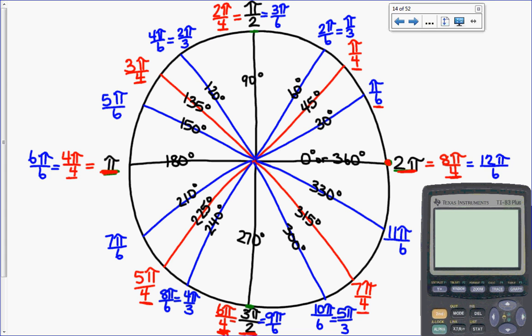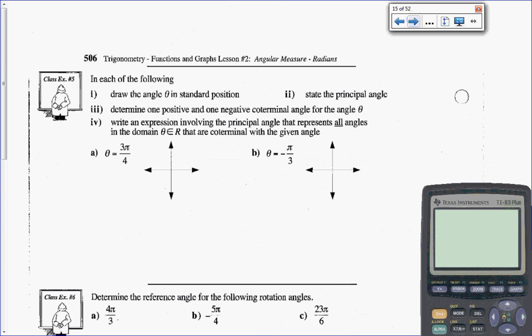Okay, so last day I left you with, I purposely omitted a question on page 506.